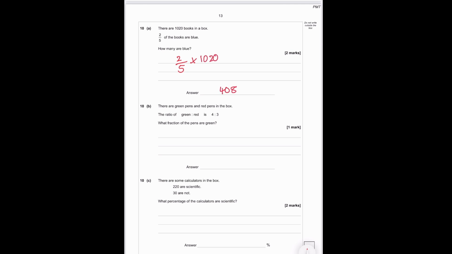The ratio of green to red is 4:3. What fraction are green? So the total of my ratio is 7. The first number is green, so it's 4 out of 7.